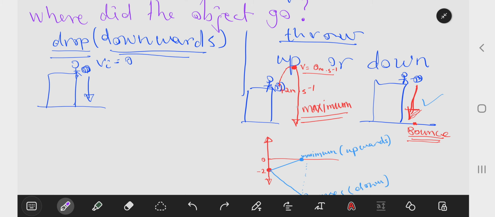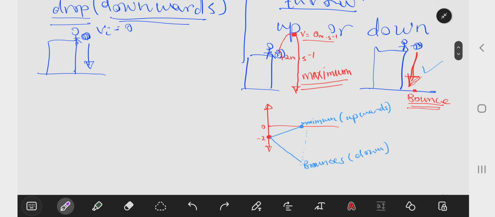So if it reaches maximum height first, whereby the velocity is equal to 0, then we can say that the object was thrown upwards. However, if the object bounces first before it reaches maximum height, then we can simply say the ball was thrown downwards. So in the next video, which is part 2, we'll be explaining the direction and further explanations on this vertical projectile motion velocity time graph.